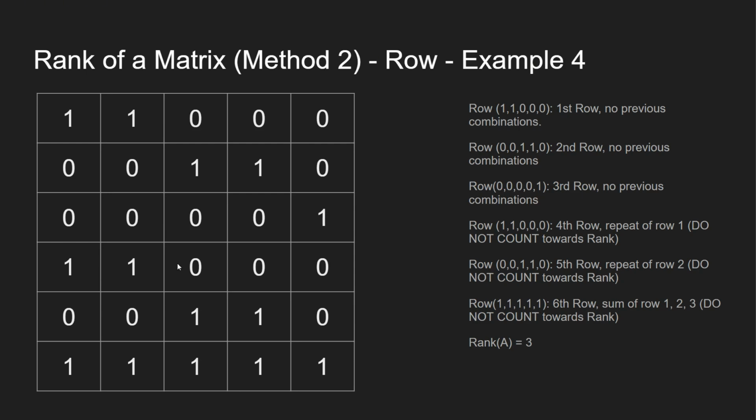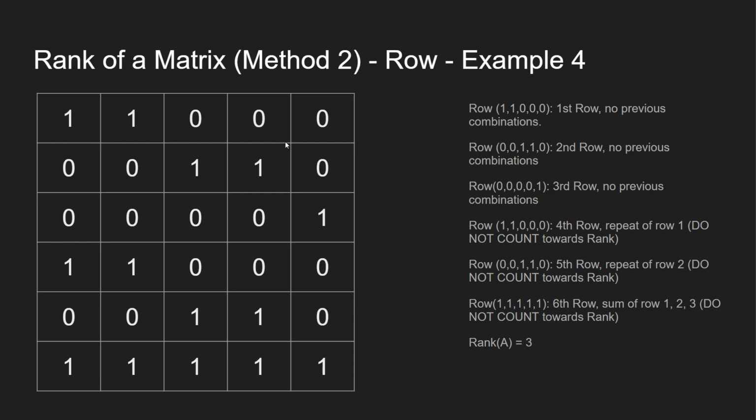And then we take a look at row 4. That's the same as 1, so it doesn't count. Row 5 is the same as 2, so that does not count. And lastly, we have 1, 1, 1, 1, 1. Well, at first you might think we wouldn't be able to get this combo, but if you take a look, if we add rows 1, 2, and 3, we'd have 1s through here, and then we add in our last one, and that could be created from other rows.